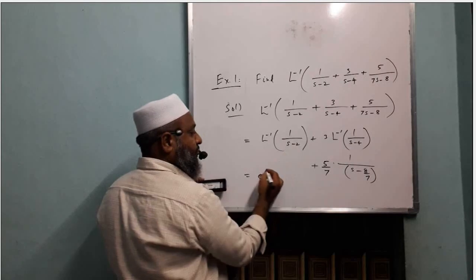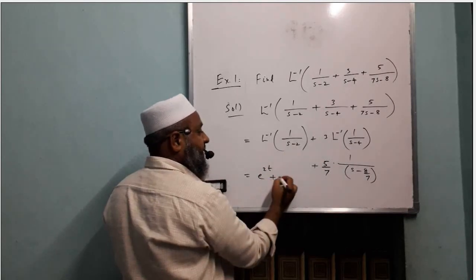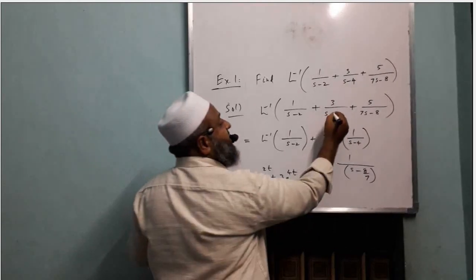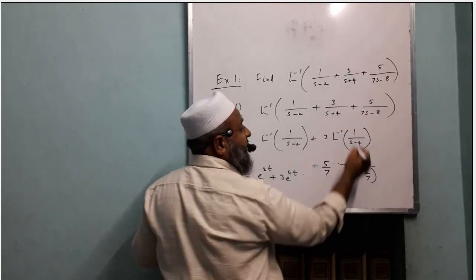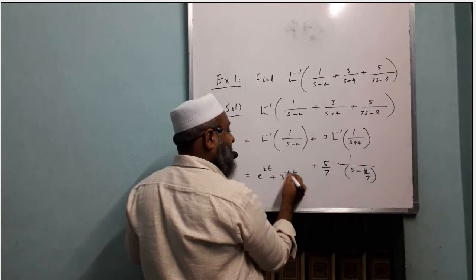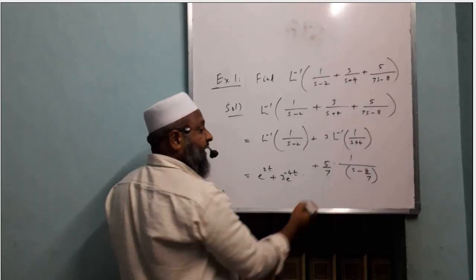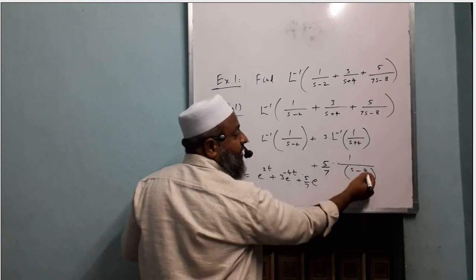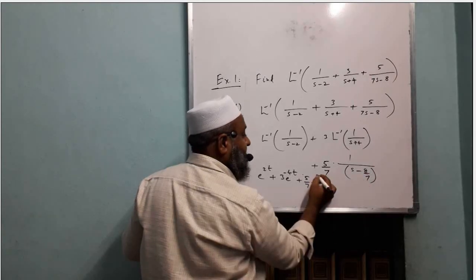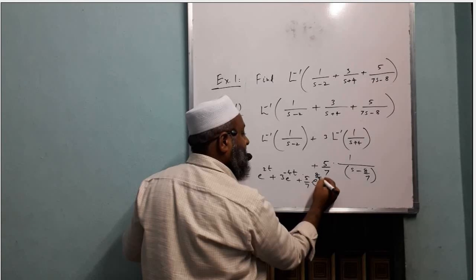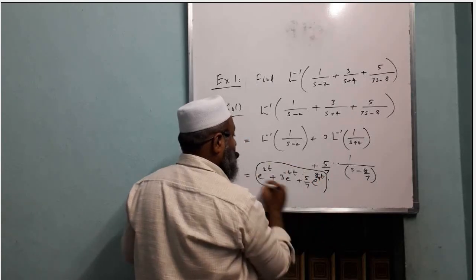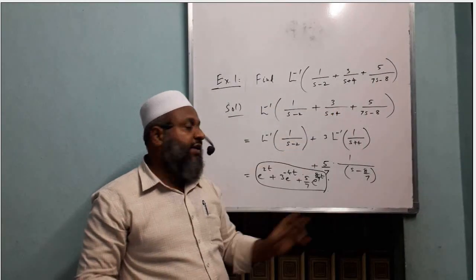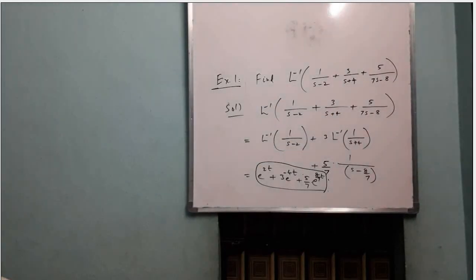Now this will be e to the power of 2t plus 3 times e to the power of 4t. Otherwise, I'll make a small change in the question. I'll make it plus 4, so that it will be e to the power of minus 4t, and then this one plus 5 by 7 e to the power of 8 by 7 t. Okay, this is the inverse Laplace transform for this function. You can take the screenshot if you want it.